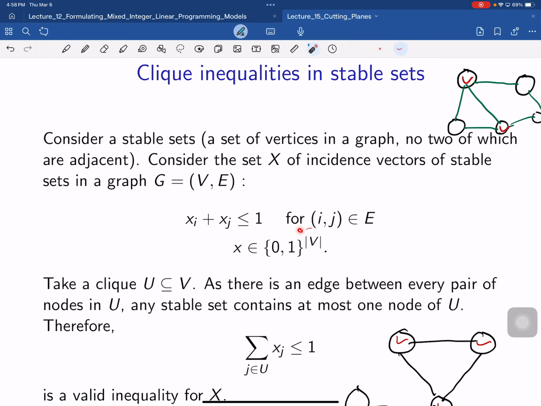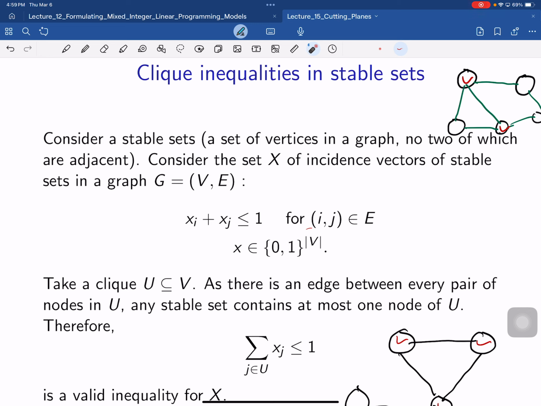Okay, so if i and j is in the set of edges, then only one of these nodes can be in the stable set, right? Because any nodes in the stable set cannot be connected. If they are both in the stable set, then they are connected by an edge. That's not a stable set. Okay, yeah. So that's sort of the definition of a stable set, right?